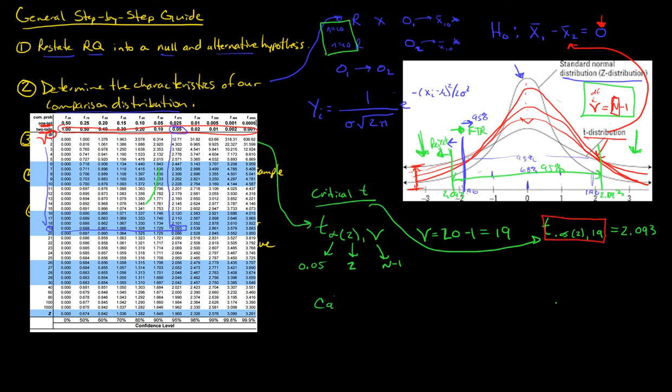So when we calculate our t, is it less than or greater than this critical t? If it's less than critical t, we're saying it's in this direction, we would fail to reject. If it's greater than critical t, then we're saying it's in this direction, and we would then reject the null hypothesis. So that's the basics of the steps.